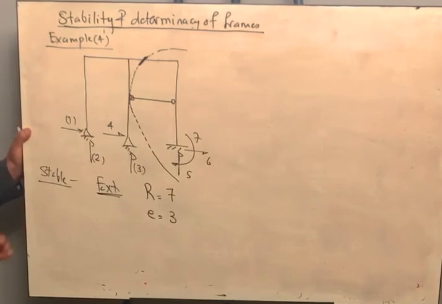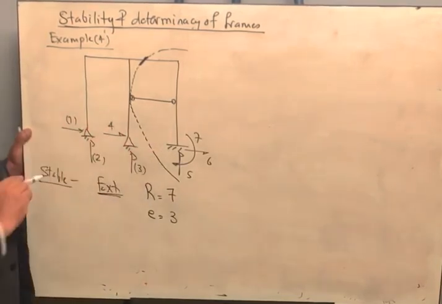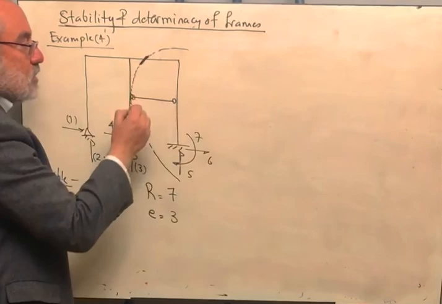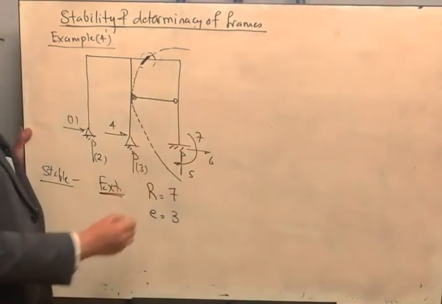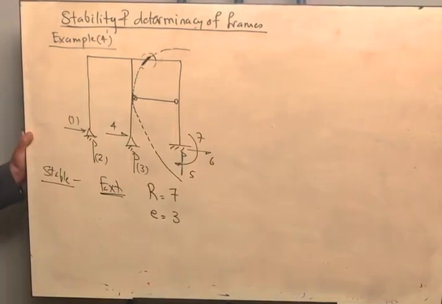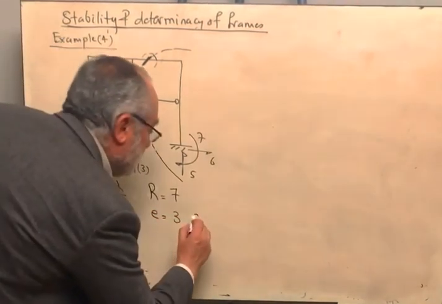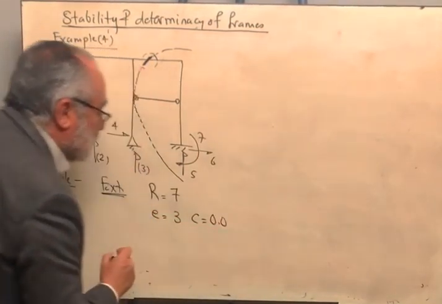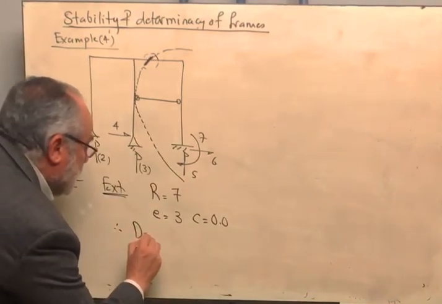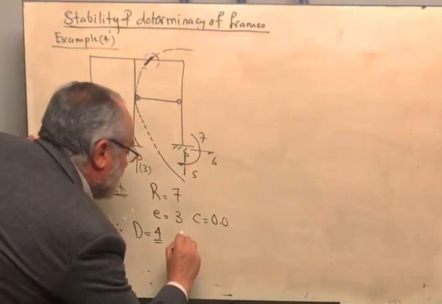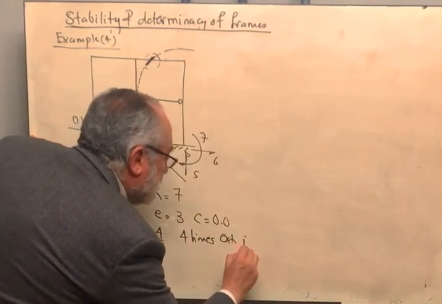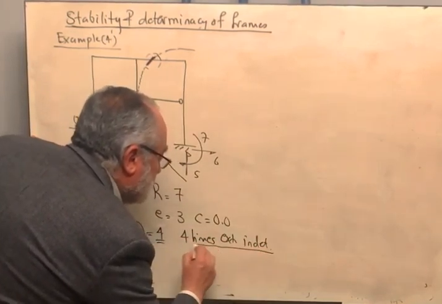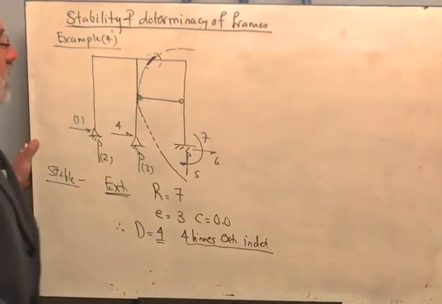I cannot benefit from this intermediate hinge to calculate the reactions, because when I'm cutting a section, I will get extra internal forces I cannot solve with the support reactions. Therefore, I will count here. The condition equation is equal to 0. Therefore, the degree of indeterminacy is 4. It is 4 times externally indeterminate. Type internal.